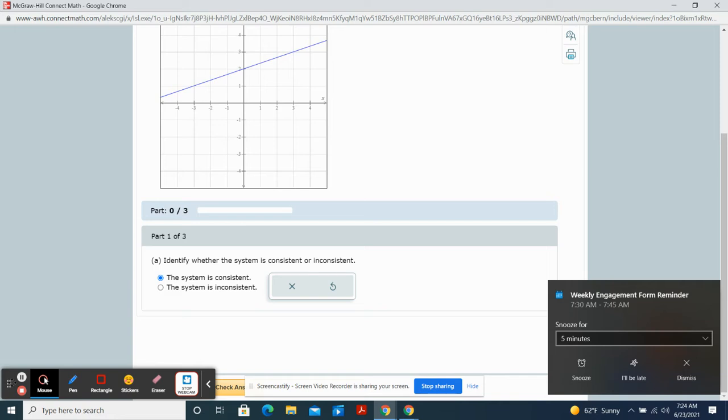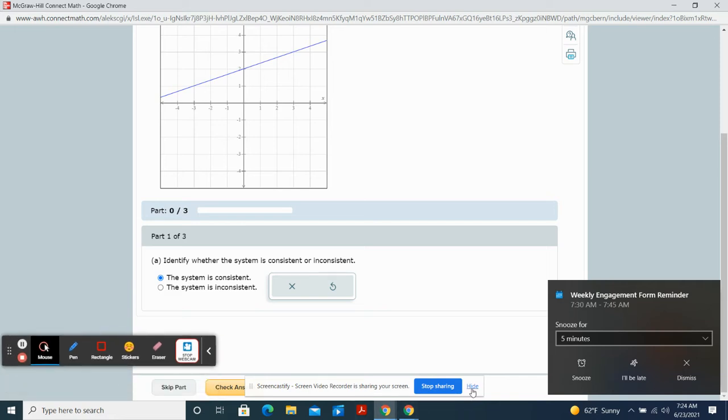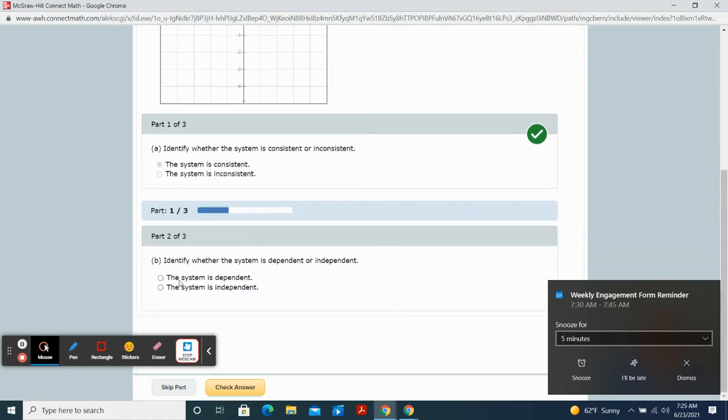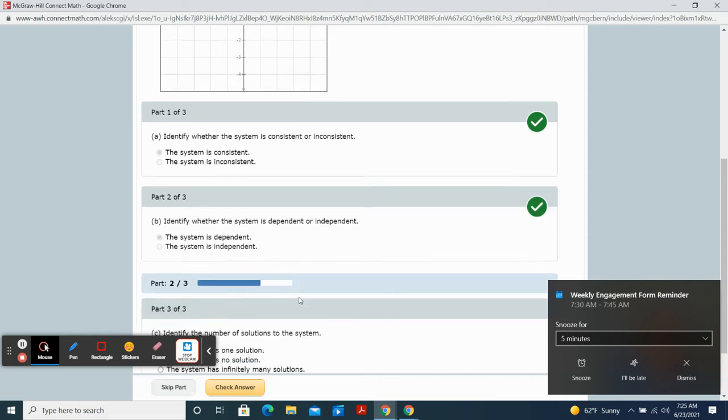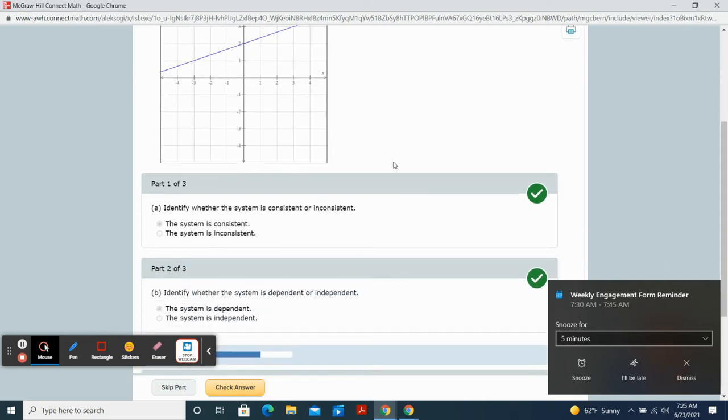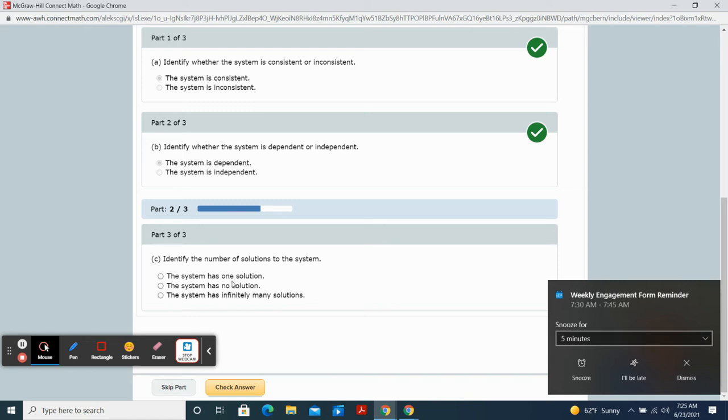And let me check my answer here. This always gets in the way. Check my answer. So I said consistent because it's the same line, and then they're also dependent. And we have to check our answer each time. Now, how many solutions are there? If we only have one line, we say that the system has infinitely many solutions. And we check our answer.